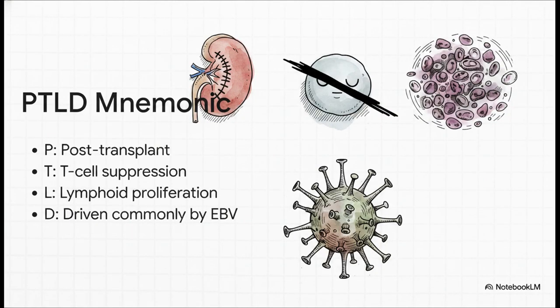Okay, let's set up a quick memory anchor for the boards. You can literally use the letters in PTLD to lock down the core mechanism. P stands for post-transplant. T reminds you that the root cause is T-cell suppression. L is the result, lymphoid proliferation. And D is to remember it's driven, commonly, by EBV. It's just a beautifully simple way to recall exactly what's happening on a cellular level.